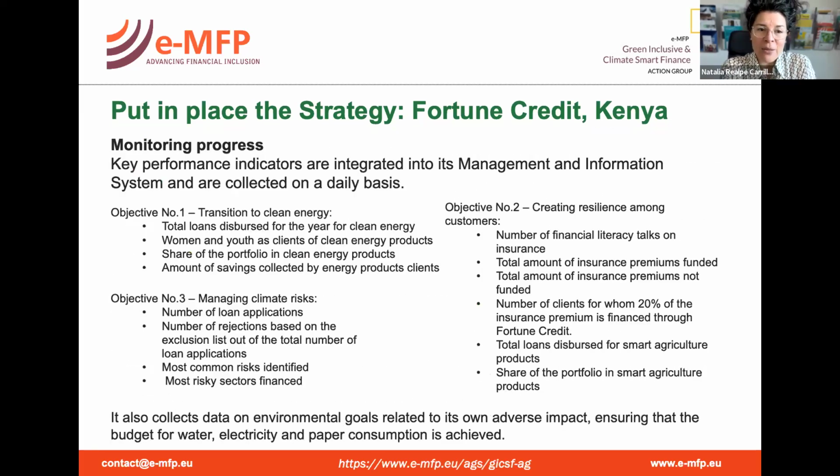And then the last one, on monitoring progress. They have key performance indicators integrated into their MIS and collected on a daily basis. In terms of transition to clean energy: the total loans disbursed, women and youth as clients of clean energy products, the share of the portfolio in clean energy products, and the amount of savings collected by clients for energy products. On the management of climate risk: the number of loan applications, and the rejections based on the exclusion list out of the total number of loan applications.